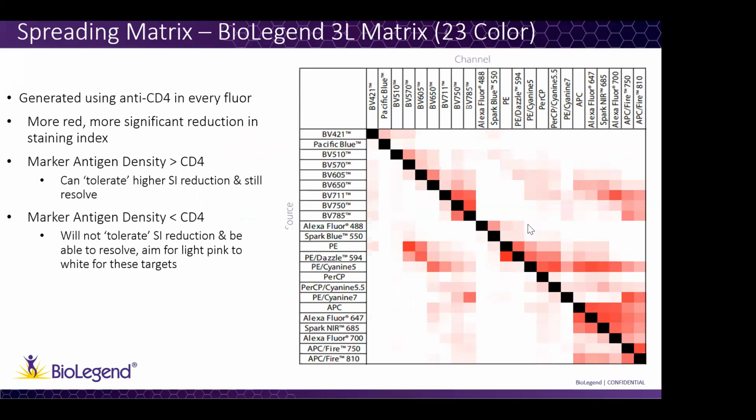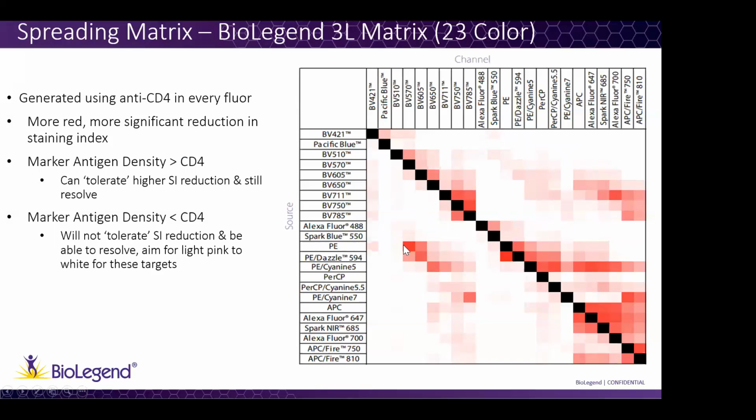The other thing that could help you to design your panel is this matrix, a spreading matrix. It's available for 3 laser and 5 laser instruments. So how you read this matrix, basically, if you see red, you know that, okay, possibly this combination is causing spreading and also a reduction in the staining index. So if you have PE together with BV57, you can see the red box here. So it means that PE is actually spilling into BV57.